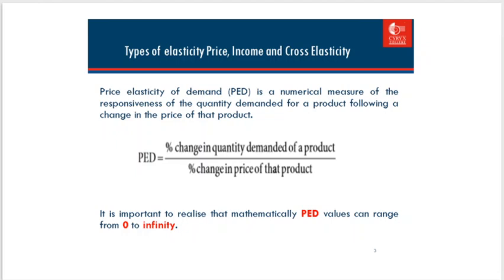So, how to get price elasticity of demand? We have to use a formula. Price elasticity of demand equals percentage change in quantity demand of a product divided by percentage change in price of that product. So at the end it will give us a result, a number starting from 0 to infinity. The number will tell us the type of elasticity. Before we already discussed, we have 5 types of elasticity like elastic, inelastic, perfectly inelastic, and unitary.